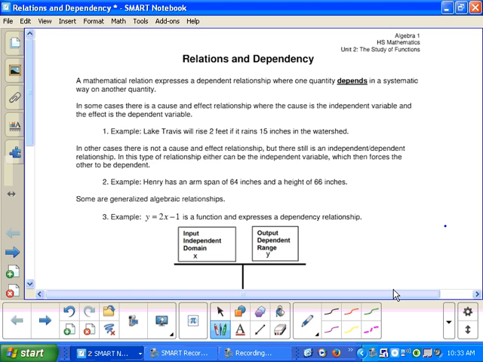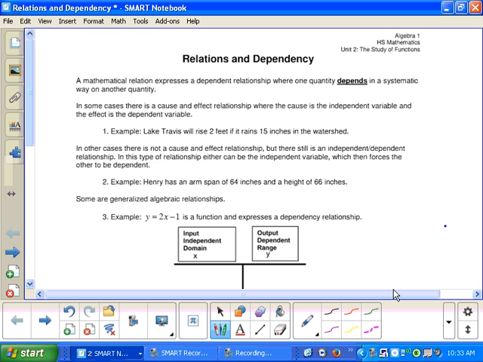Okay, so when we have this example, Lake Travis will rise 2 feet as it rains. What happens first? Does it rain or does the water rise? It rains. Okay, that makes sense. So in this case, rain is your independent. The rising of the water in the lake is your dependent. So if we were going to write a statement on that, we would say that how much the water rises depends on how much it rains. Okay, so we have our independent and our dependent.